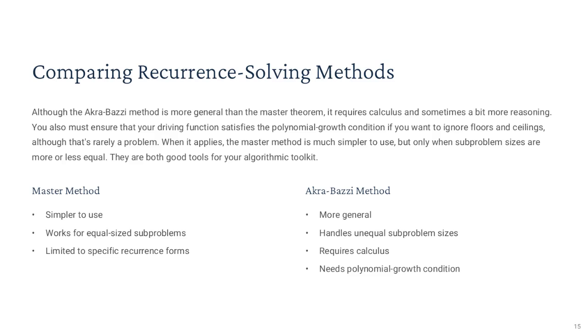Comparing the master method and the Akra-Bazzi method highlights their respective strengths. The master method is simpler and ideal for recurrences with equal size subproblems, but it is limited to specific forms. For instance, it works for T(n) = a T(n/b) + f(n) but cannot handle irregular subproblem sizes. On the other hand, the Akra-Bazzi method is more general, accommodating recurrences with unequal subproblem sizes and more complex structures. However, it requires calculus and checking the polynomial growth condition, which can make it more demanding. When the master method applies, it is usually the preferred choice for its simplicity. Together, these methods form a robust toolkit for solving a wide range of algorithmic recurrences.